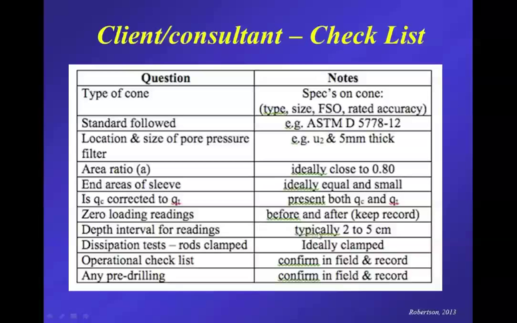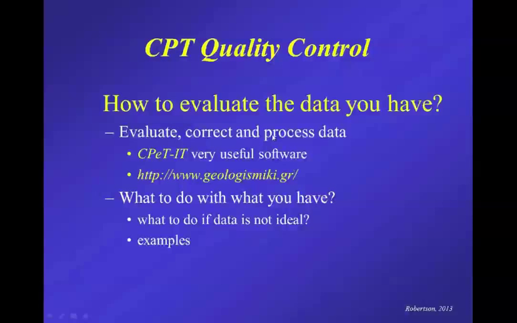Also, the depth interval that the data is being recorded. You'll often see that in the data file, but just confirm what depth interval they use. And then if you are measuring pore pressure, if you're doing dissipation tests, do they clamp the rods or not? Ideally, you want the rods clamped. You don't want unloading of the rods, and you certainly don't want any movement of the rods during the dissipation test. And then if they have an operational checklist, confirm and get a record of it. And if there's any pre-drilling or hand augering or drilling out in the hole, any procedural activities, confirm what they are and record them.